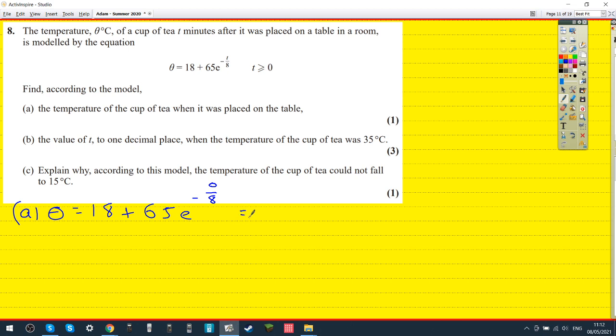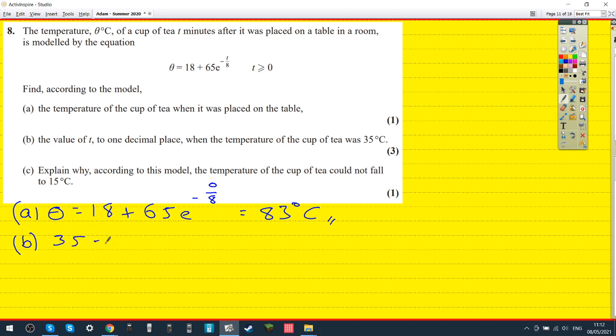You get 83 for the degrees. That's great. B. This you can make it so it's theta is 35 and make it work, solve it from there. Well done.